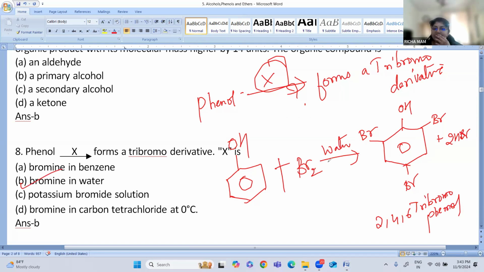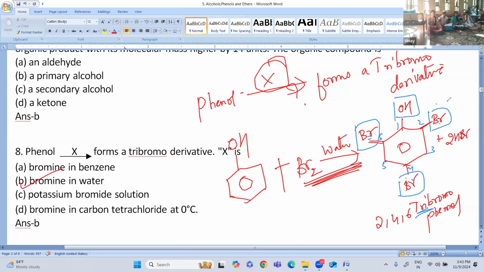So phenol, when you react it with bromine water, you are going to get a tribromo derivative. That is 2, 4, 6 positions: 1, 2, 3, 4, 5, 6. So 2, 4, 6, and tribromophenol. Like this is the naming. So phenol, when you react it with bromine water, gives a tribromo derivative. So option number B is the answer.